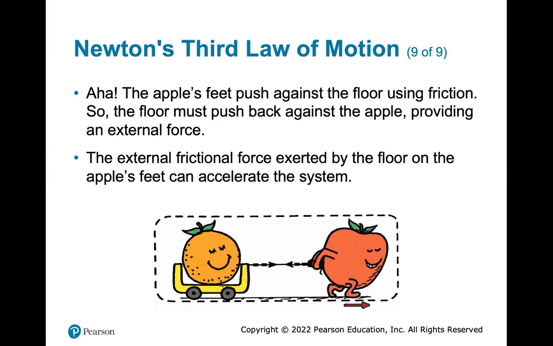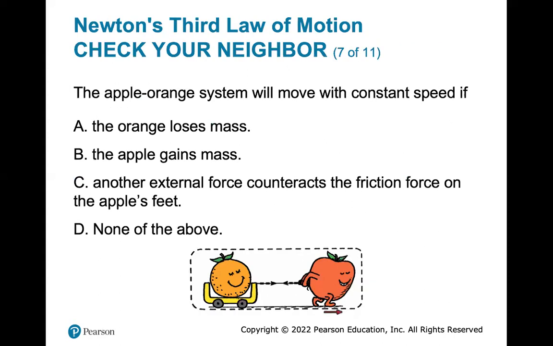The apple's feet push against the floor using friction. So the floor must push back against the apple, providing an external force. The external frictional force exerted by the floor on the apple's feet can accelerate the system. So it's the system of just the orange and apple, they don't cause an acceleration, but the feet of the apple on the floor, they cause the acceleration. Okay, the apple and orange system will move with constant speed.